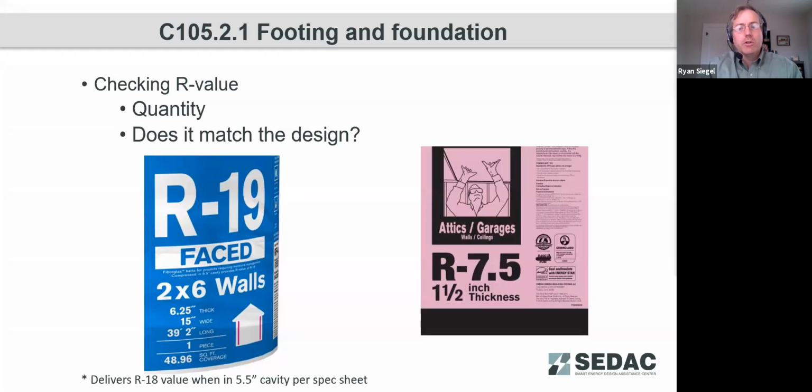Next thing, we're checking our insulation, verifying what is the R value. You know, how much is there, and does it match the design? Here on the left, we see that this is on the label. It says it's an R19 batt insulation product for 2x6 walls, and the label also notes that it's 6¼ inches thick.